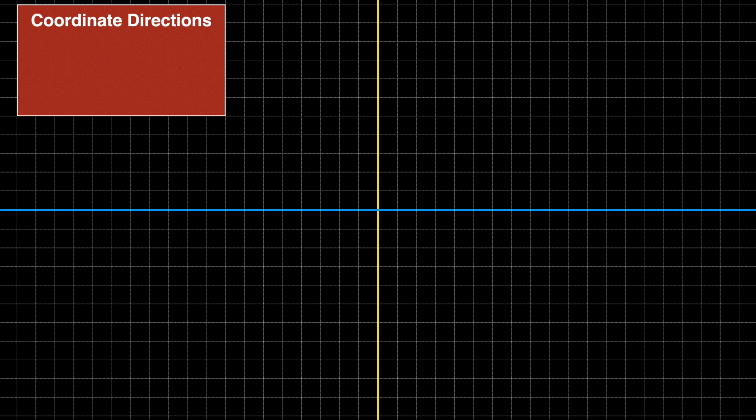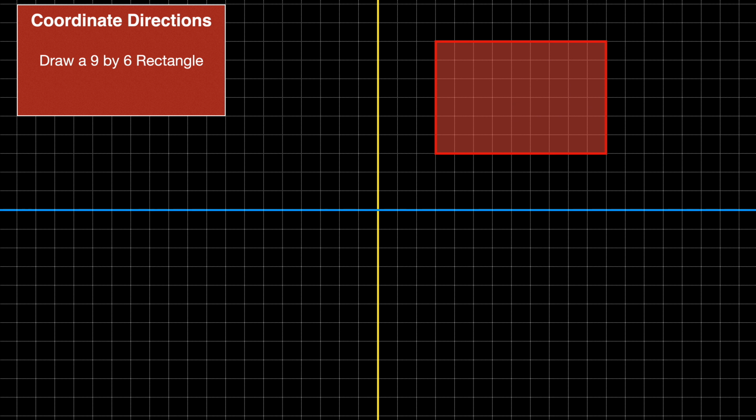Let's look at another thing. This time we're going to actually draw a shape. It doesn't tell us where, but let's just draw a 9 by 6 rectangle. So there's our rectangle right there. And 9 by 6 means it's going to be 1, 2, 3, 4, 5, 6, 7, 8, 9 on the x-axis, and then 1, 2, 3, 4, 5, 6 on the y-axis. So there's 9 by 6. That's a 9 by 6 rectangle. And the area of that rectangle is going to be 54. So you could go 9 times 6, or if you count up all the little squares in there, there's 54 squares.